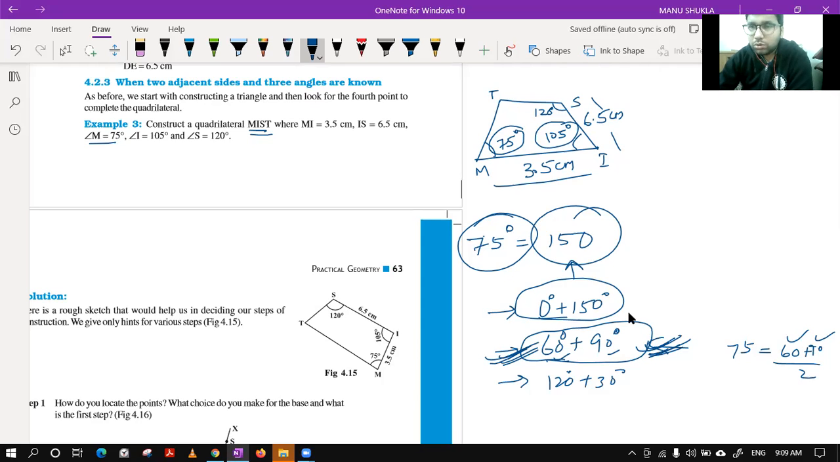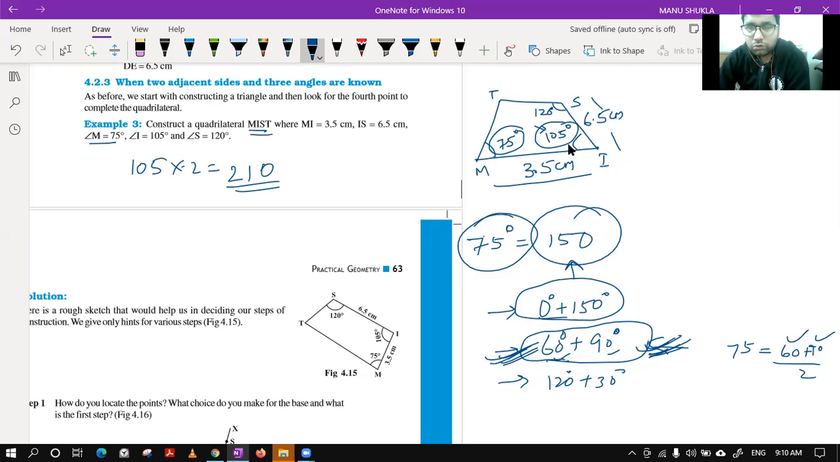Please tell me this one now. How will you draw 105 degree angle? Same, 105 degree into 2 is how much? 210. Now tell me which two angles sum is 210 that you can make easily.